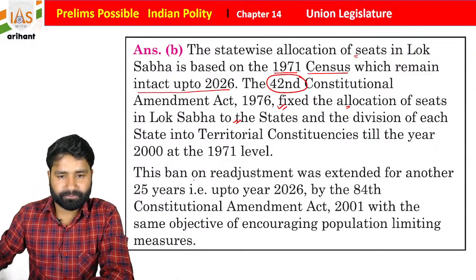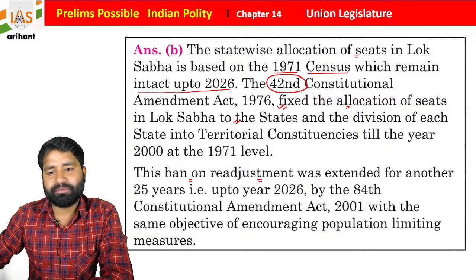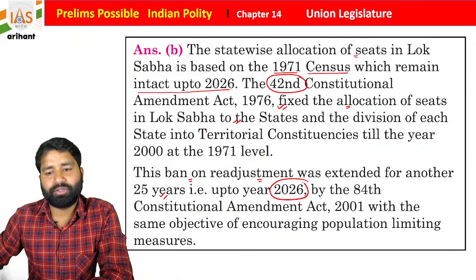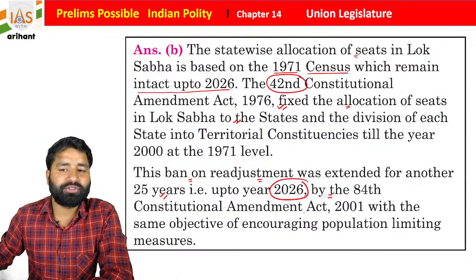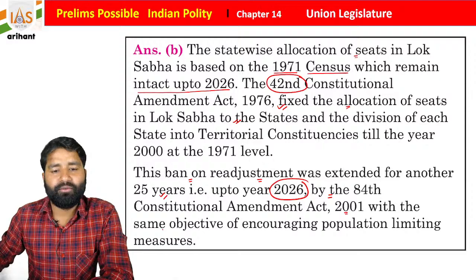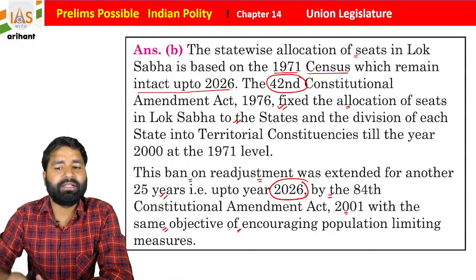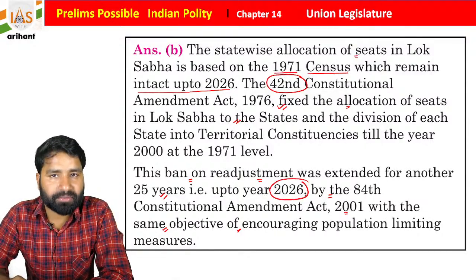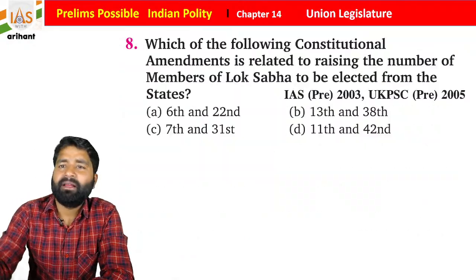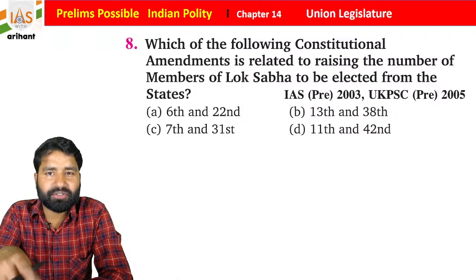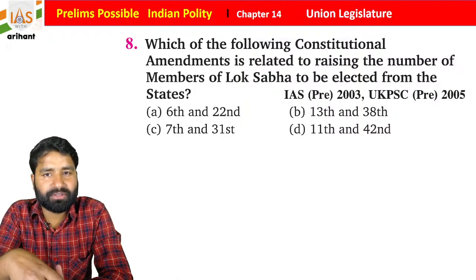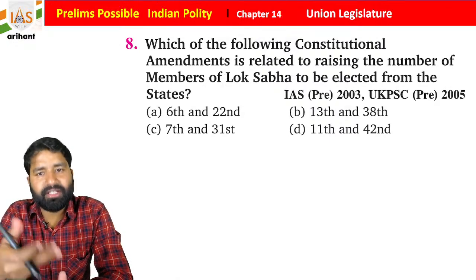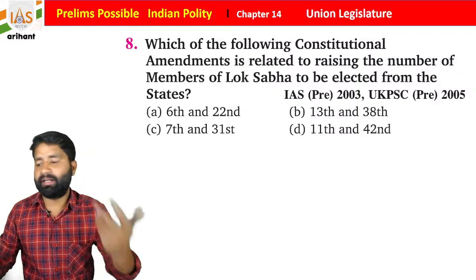This ban on readjustment was extended for another 25 years, up to 2026, by the 84th Constitutional Amendment Act 2001, with the same object of encouraging a population limiting measure, students. So delimitation is basically going to decide constituencies once again in 2026. It may be, it is not compulsory, that they are going to refine it and define it.